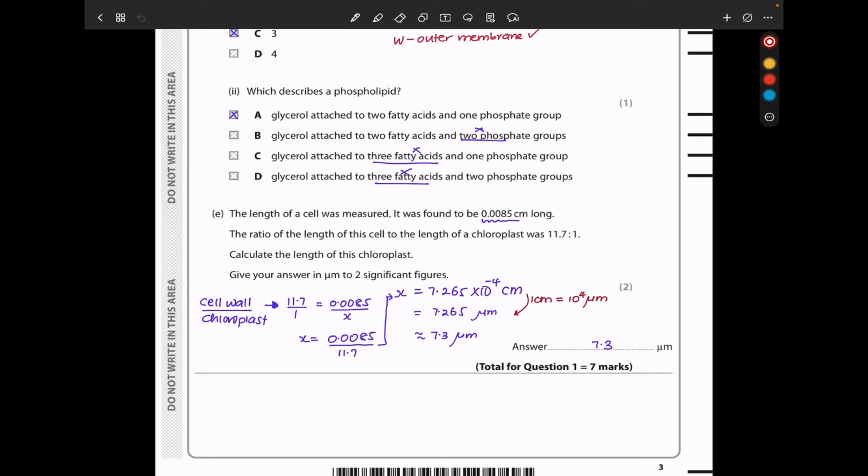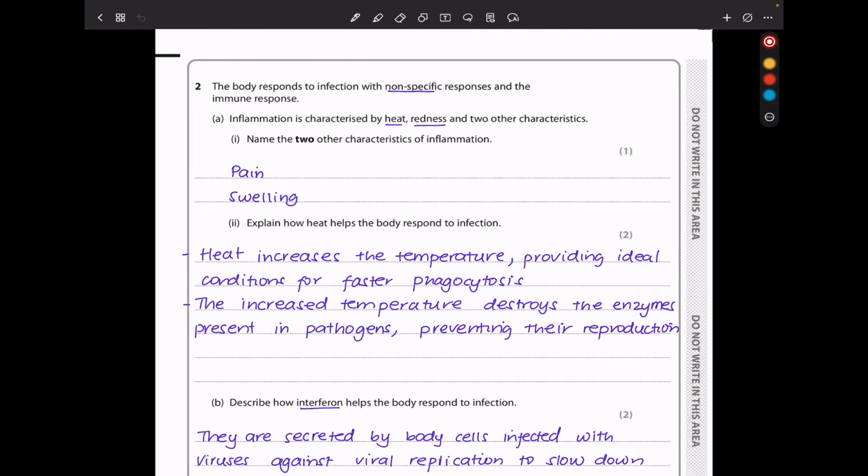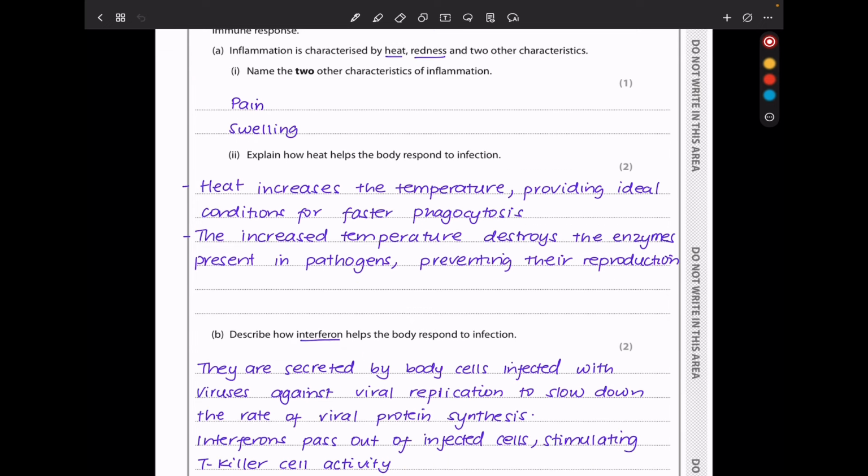So this brings us to the end of question 1. Let's continue to question 2. In question 2, the body responds to infection with non-specific responses and the immune response. Inflammation is characterized by heat, redness, and 2 other characteristics. Name the 2 other characteristics. This is going to be pain as well as swelling.